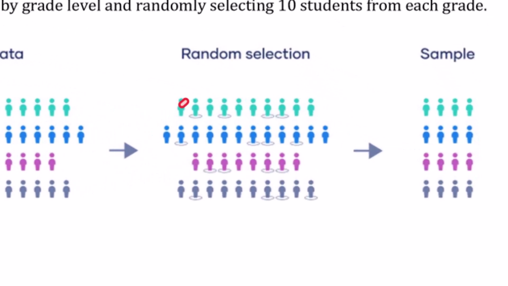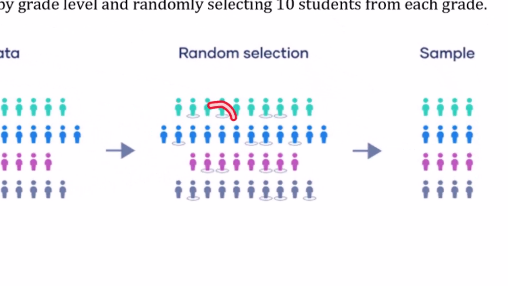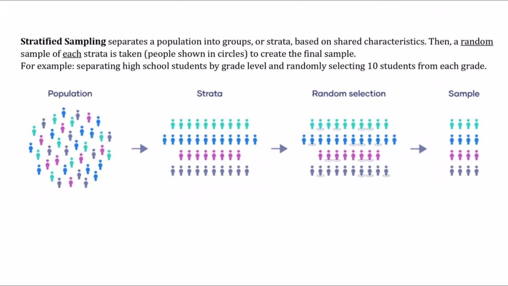So if you look closely, you've got a couple of these people highlighted, right? Or like little circles under their feet. Those are the 4 random people selected in each one of those strata. And then you have your final sample right there. So stratified sampling separates the, again, population into groups based on a characteristic, and then it takes random people from every single group. And that would be then your final sample.